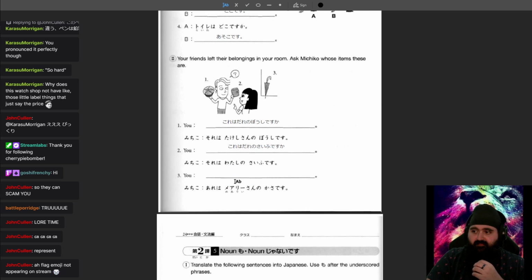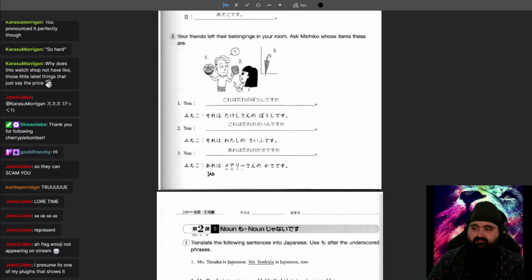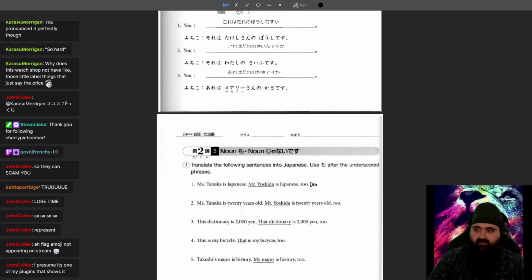I genuinely don't know. あれはメアリーさんの傘です。So, we're asking about an umbrella, but this one's the only one that can trip you up. We have to pay attention to "are." Are means it's far from both of us, right? So my question should have "are" in it. Are wa dare no kasa desu ka? Are wa Meari-san no kasa desu. Perfect.